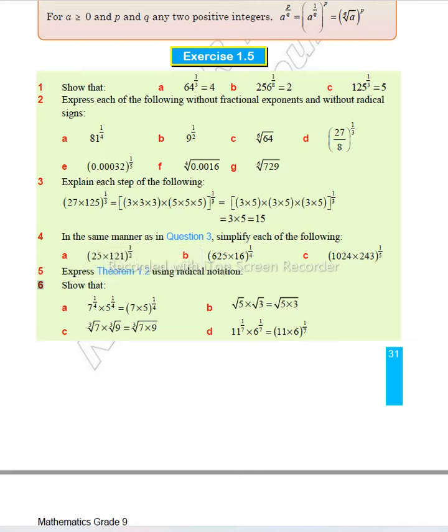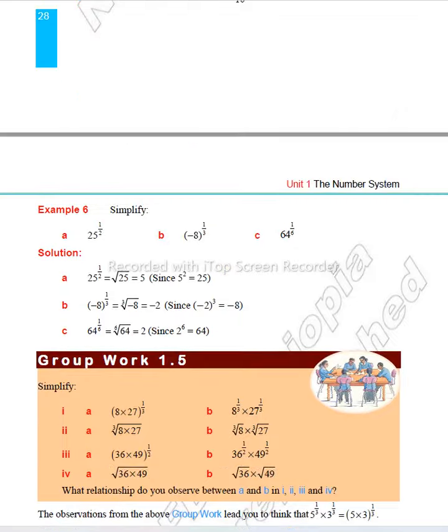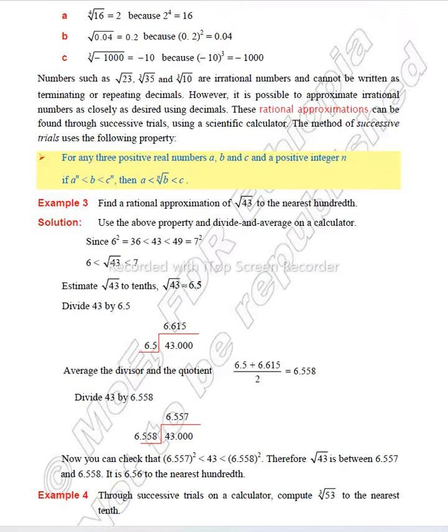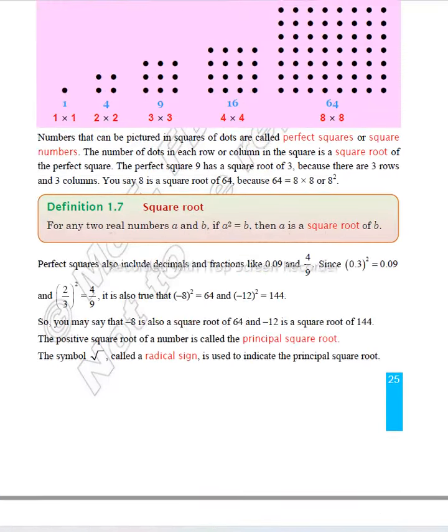Question number 6 is a very simple question. We can say that the question, for example, A says that 7 to the power of 1 over 4 times 5 to the power of 1 over 4. This theorem will be, and here we have a theorem, like we saw yesterday. We can find that theorem.